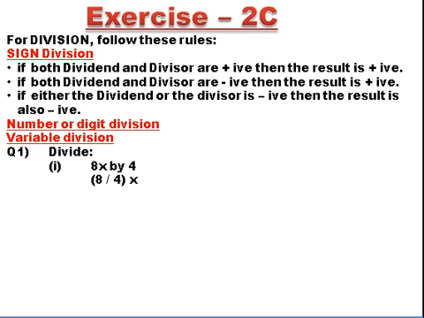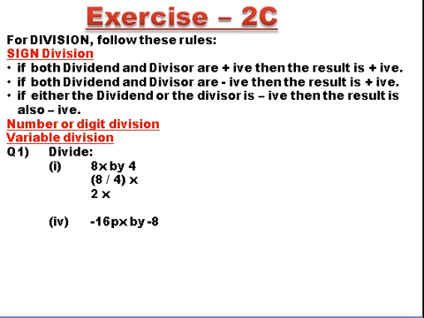Because both of them are positive, the result will be positive. We are going to continue with the division for numbers. So 8 will be divided by 4 and the variable is going to remain the same. So 8 by 4 is 2 and the variable is written along with it. So the final answer is 2x. So this is how it goes. We are going to estimate the sign first, then the number division, followed by the variable division. Let us do the next part of it.